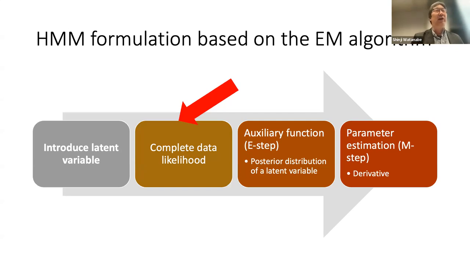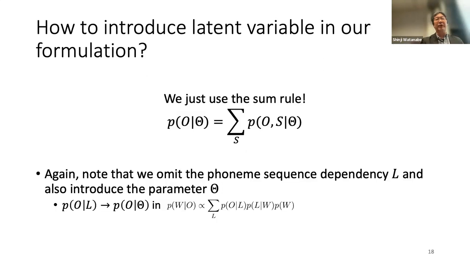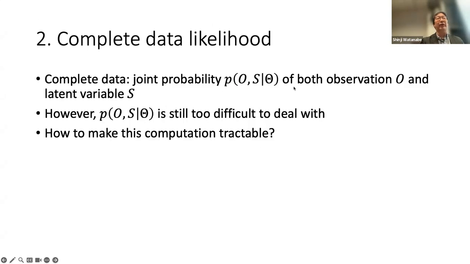Next, let's make the complete data likelihood function, and I will explain what the complete data likelihood is. In the EM algorithm context, we can consider the latent variable. If the latent variable is observed, the problem becomes completely observed, so we could solve it easily. In this case, for example, O and S are both observations, and this is called the complete data likelihood. Mathematically, we introduce the complete data by using the sum rule, and this other form is the complete data likelihood.